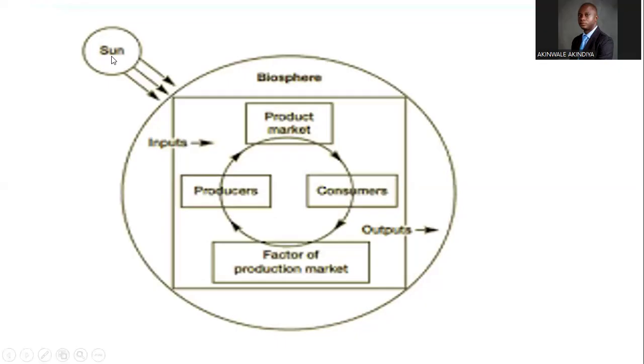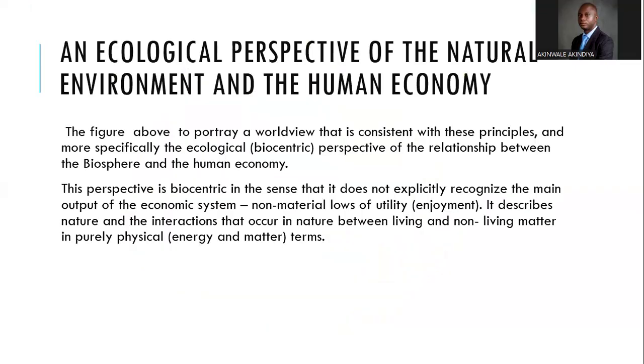So you have our energy coming from the sun. We have inputs. We have product markets. The producers are selling goods and services to the product market, and the consumers are getting those goods and services from the product market. The consumers supply the factors of production, and the producers buy from the factor markets. And of course, at the end of the day, we have outputs. Even the inputs and the outputs are still within the biosphere. So the ecological perspective is saying economic activities go on within the biosphere.